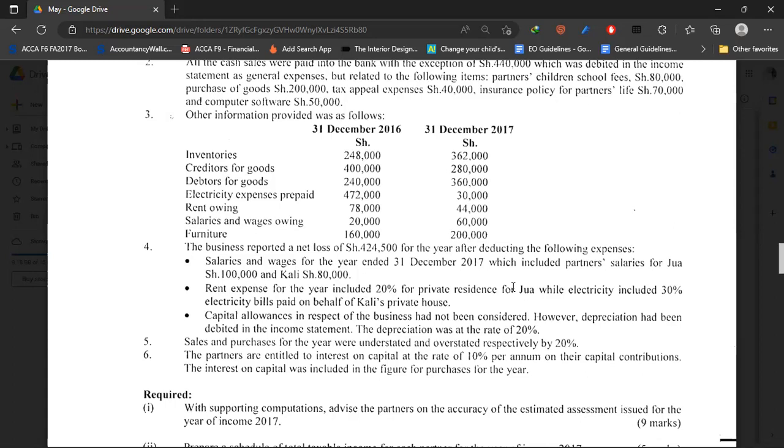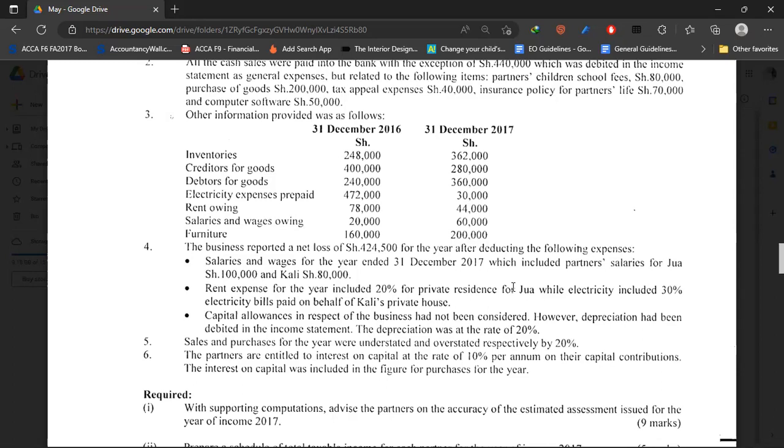Capital allowances in respect of the business had not been considered. However, depreciation had been debited in the income statement. The depreciation was at the rate of 20%. Sales and purchases for the year were understated and overstated respectively by 20,000. The partners were entitled to interest on capital at the rate of 10% per annum on their capital contributions. The interest on capital was included in the figure for purchases for the year.